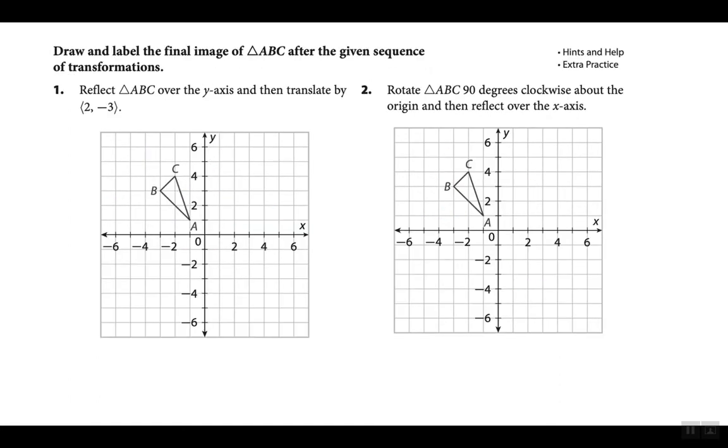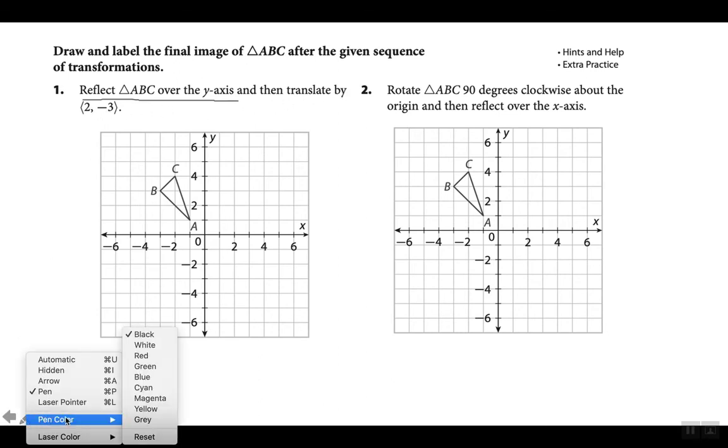Okay, let's look at this. It's basically the same thing. They're just writing it slightly different. Okay, so in the first one, they want us to reflect triangle ABC over the y-axis and then translate it by this vector. That's easy, but we haven't seen it in a while, so let me just do that example here in case you need it for the homework.